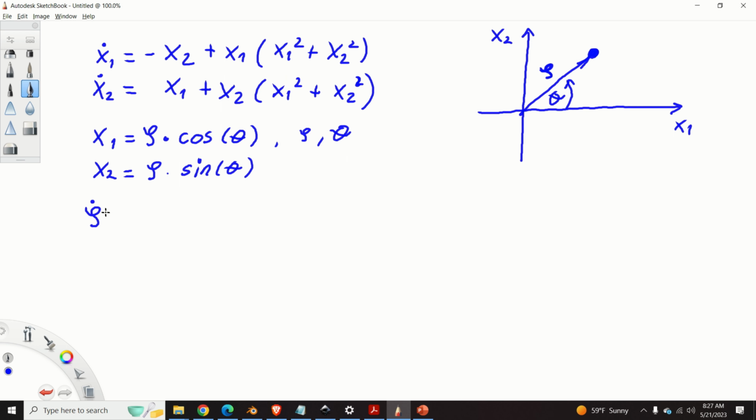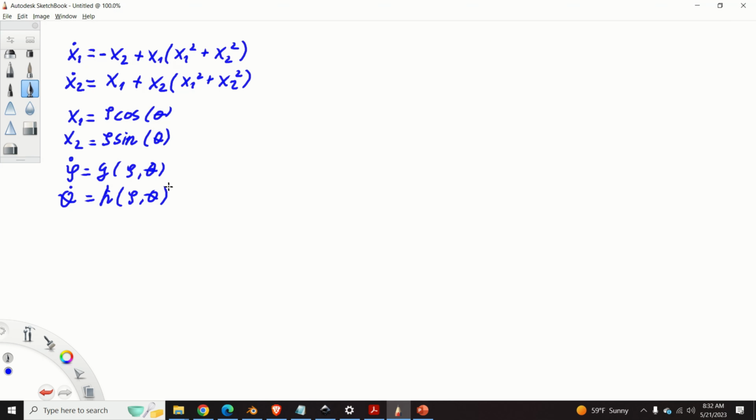The goal is to write this system in the polar form. That is, we need to write rho dot as some function of rho and theta, and theta dot as some other function, let's call it h, of rho and theta. Let's see how to do that.